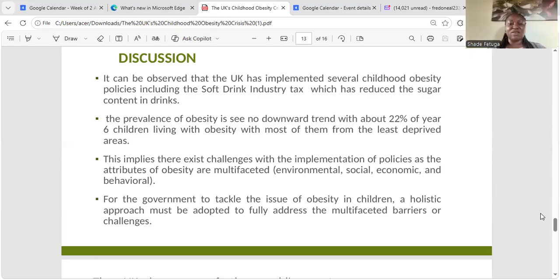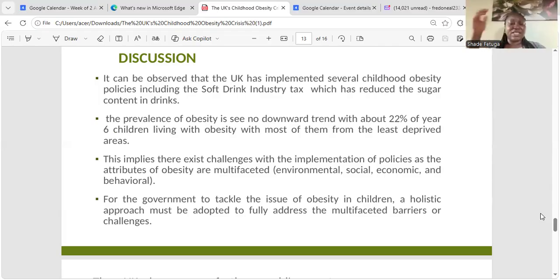It can be observed that the UK has implemented several childhood obesity policies, including the soft drink industry tax, which has reduced the sugar content in drinks. The prevalence of obesity is seeing no downward trend, with about 22% of year 6 children living with obesity, with most of them from the least deprived areas.